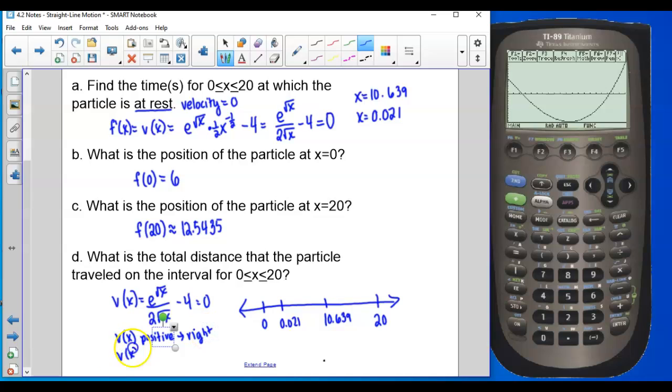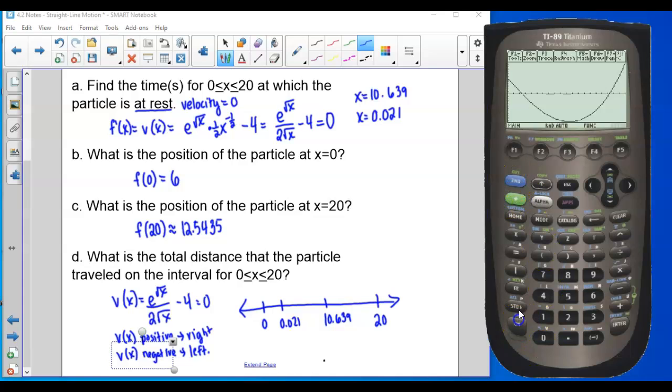And if v of x is negative, that means we're going to the left. And so these points right here where the particle is at rest are important, because in order to change from going left to right, you have to have a velocity of 0, because if you're going to the right, you have to stop and turn around to go left. So we were going to the right or left here, and then we switched, and then we probably switched again. So we could plug in some numbers here into this derivative to see.